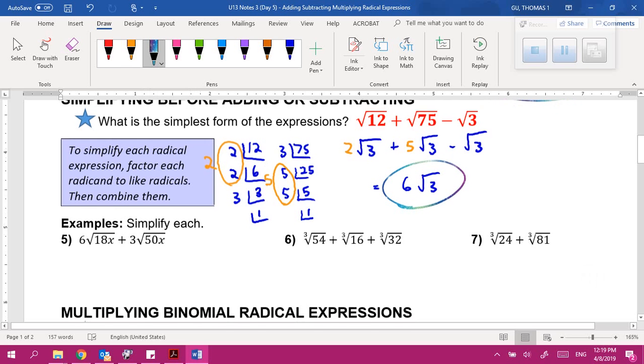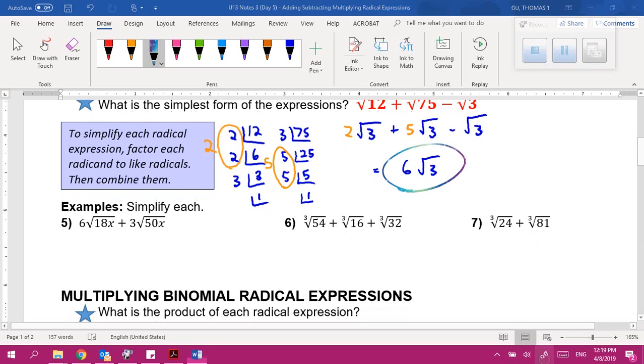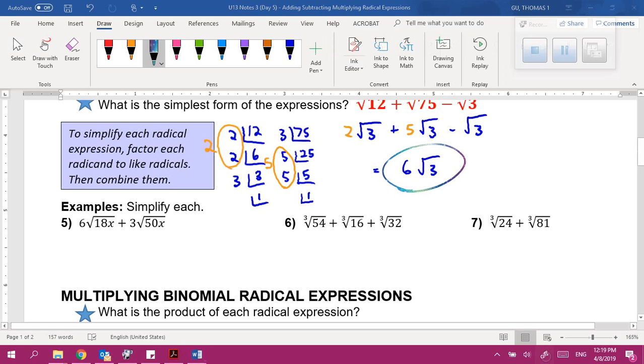Okay, so let's do a couple more examples like this, 5, 6, and 7. If you want more paper, then ask for it, because I'm going to do this on a separate piece of paper, just to show you step by step what's going on right here. So number 5, we have 6 square roots of 18x plus 3 square root of 50x.